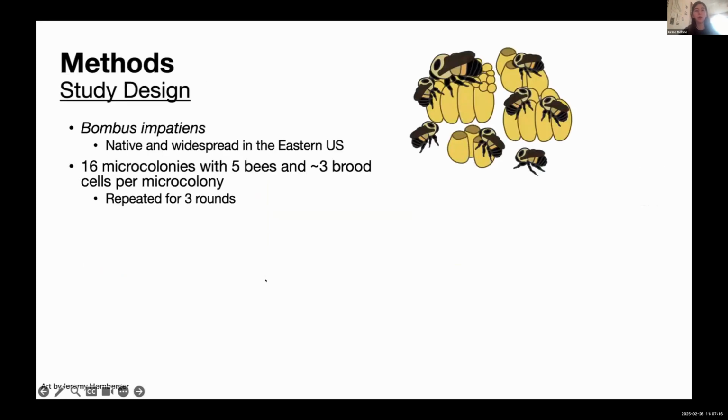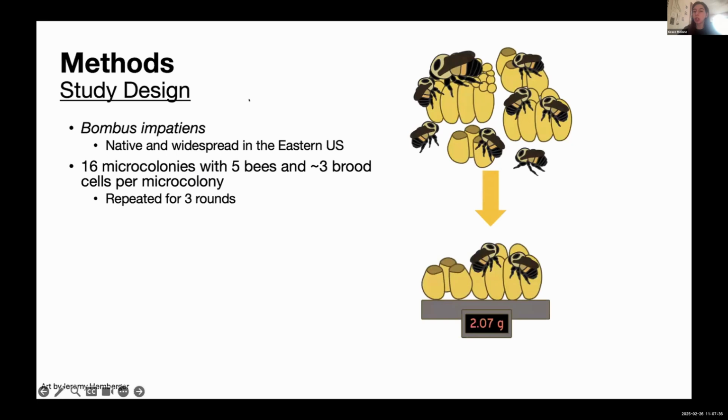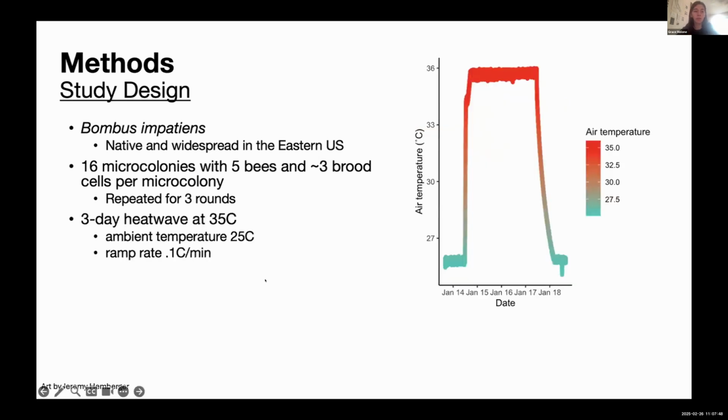Okay, so we use Bombus impatiens. This is a bee that is native and widespread in the eastern United States and is quickly becoming a model system. And per round we made 16 microcolonies with 5 bees and about 3 brood cells per microcolony. So we take bees from this large colony and put them into little boxes, and they're able to establish mini colonies, and we're able to study their behavior that way.